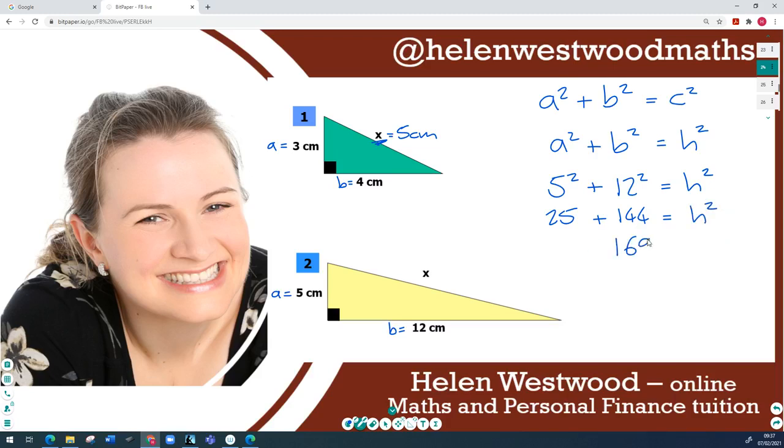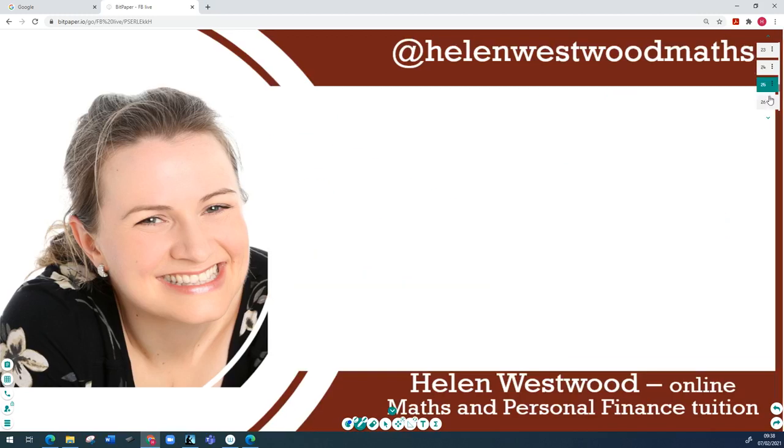And then we add those two together, we get 169. Bear in mind again, 169 isn't the length of that hypotenuse, that's the hypotenuse squared. Imagine if we drew a square on that side. So the way in which we work out what h is we work out the square root of 169. What number times by itself gives us 169? And that is 13. So x would be 13 centimetres. Now, Pythagoras is only used for finding side lengths, or proving that a triangle is right angled.